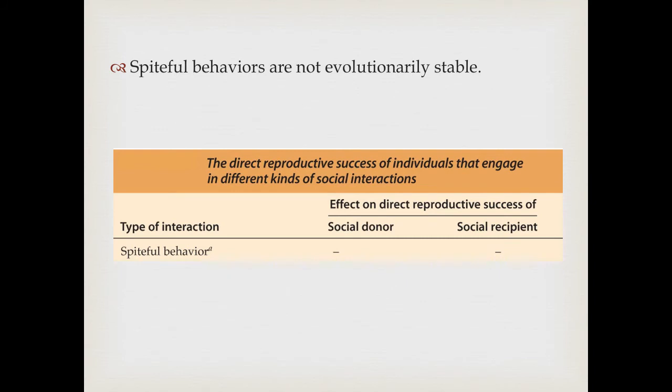A behavior in which the actor, the social donor, does something that hurts its fitness just to hurt the fitness of a social recipient, this is what we call a spiteful behavior. And spiteful behaviors are not evolutionarily stable. If you're doing something to hurt someone else, but it also hurts you, it lowers your reproductive success, how are those genes going to get spread in future generations? It's not going to be a long-term evolutionary success.